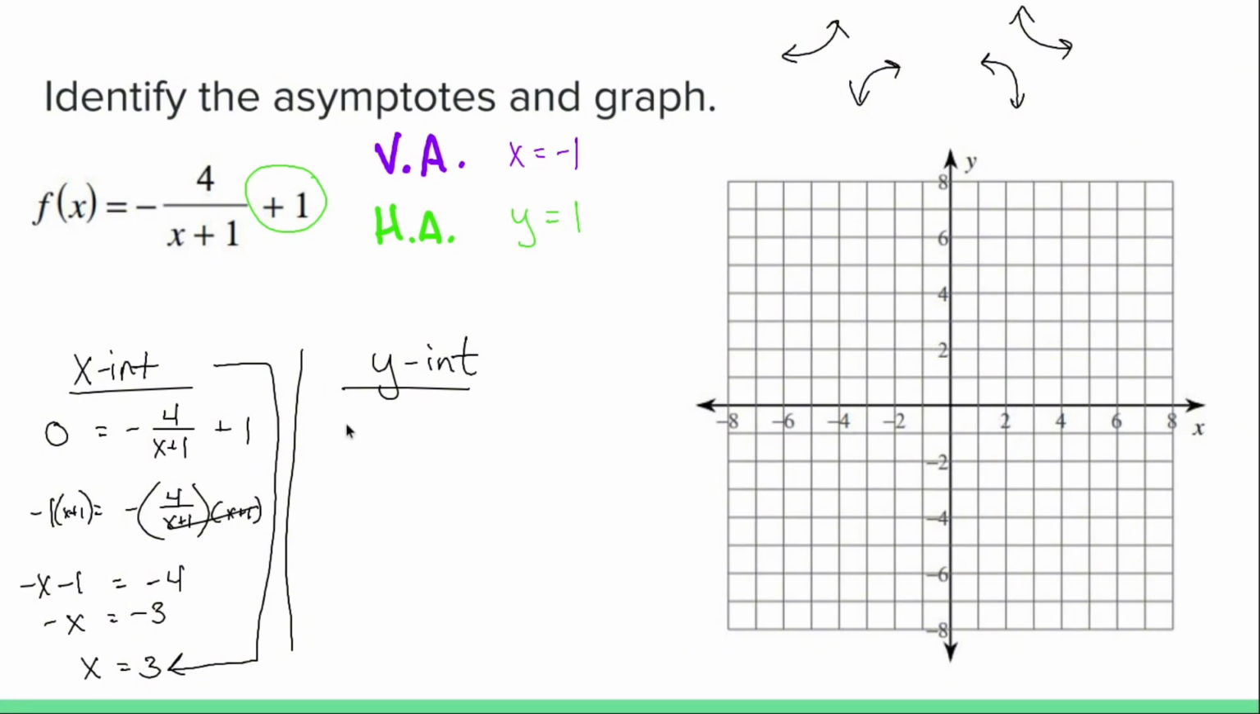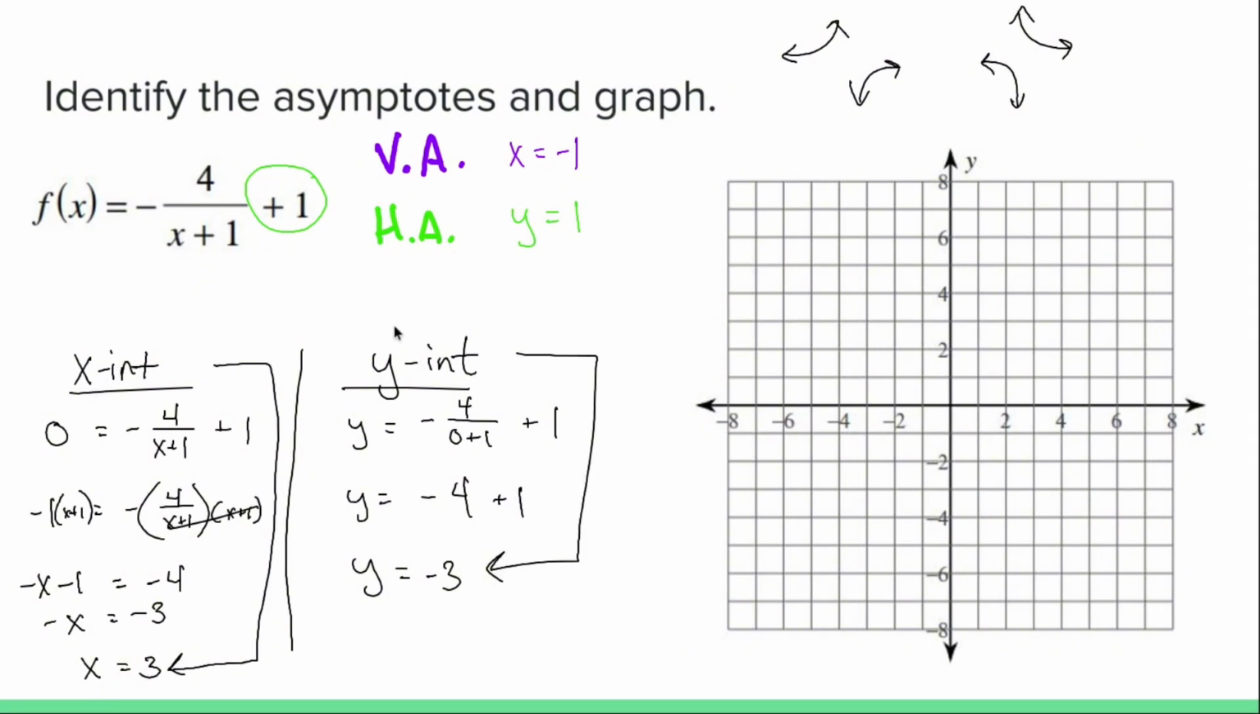My y-intercept is a whole lot more pleasant to figure out. Let's substitute f of x with y because it just looks prettier. In order to find my y-intercept, you're going to replace x with 0, so -4 over 0 plus 1, plus 1. So that becomes -4 over 1, which is just -4 plus 1. And y is going to equal -3. So that's going to be my y-intercept. So I have 2 points here.